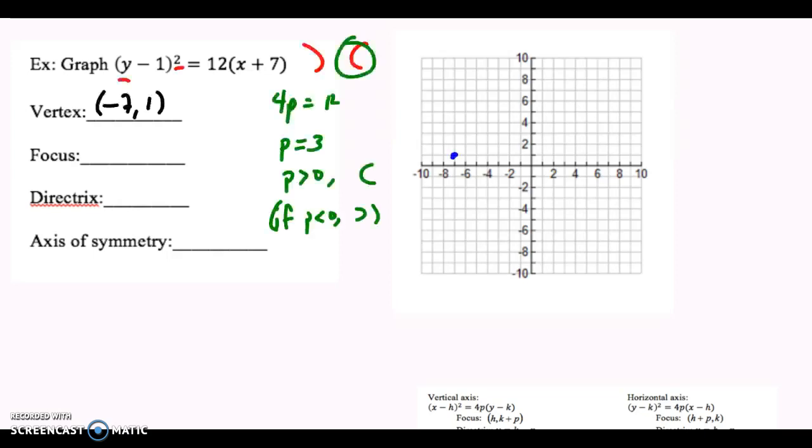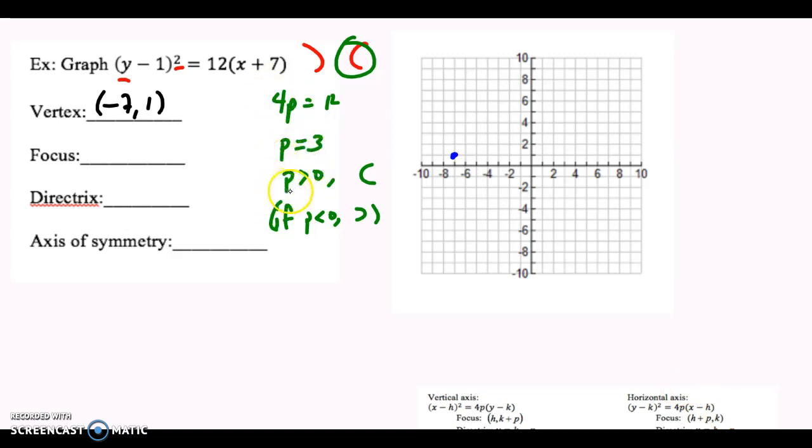So hopefully you got the following information. I hope you didn't fall for the trick that this vertex is 1, -7. The h is always going to be with the x. So our x-coordinate of the vertex is going to be -7. The y-coordinate is 1. I plotted that point already in blue, so the blue has the vertex. I also did 4p is equal to 12, because 4p is going to be the coefficient of x minus h. P is equal to 3 if I solve for p.